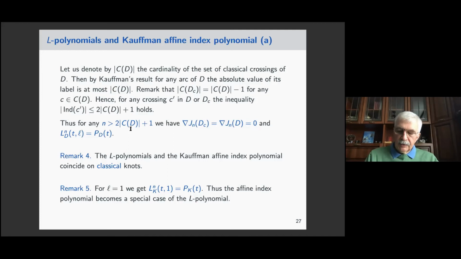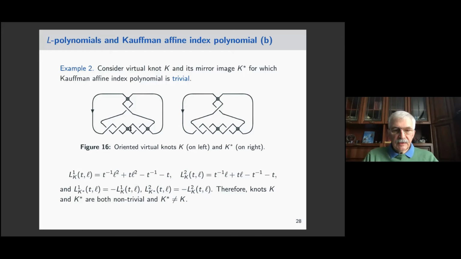And I want to demonstrate that the L polynomial is stronger than Kauffman's in the following sense. Let us look at figure 16. You have two diagrams of virtual knots, where knot K is on the left and its mirror image K star is on the right. And it is known that Kauffman's polynomial for both of them is trivial. But if you calculate the L polynomial, you can see these polynomials are non-trivial, and moreover, these two knots have different L polynomials, so they're both non-trivial and they're different. So this polynomial is stronger than the affine index polynomial.